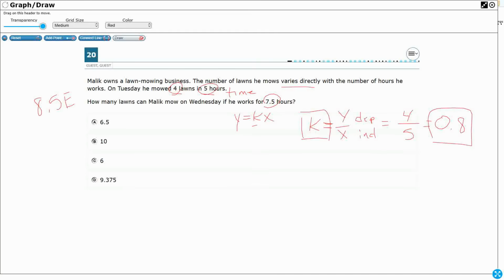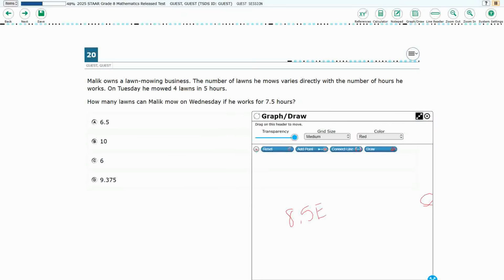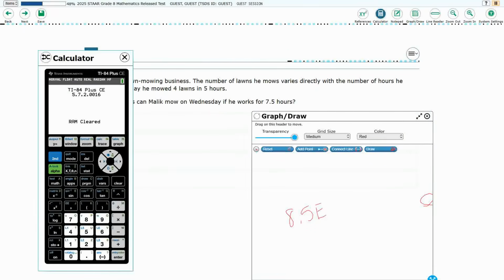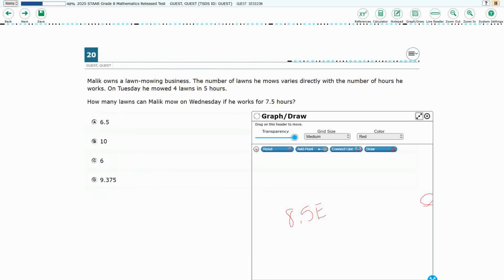Now, how many lawns can he mow if he works 7.5 hours? Okay, so how many lawns can he mow is going to be y, because my y is the lawns that are mown. So y equals my constant of variation, 0.8, and then I'm going to multiply that by 7.5 hours. All right, so let's multiply 7.5 times 0.8. I've got 6.